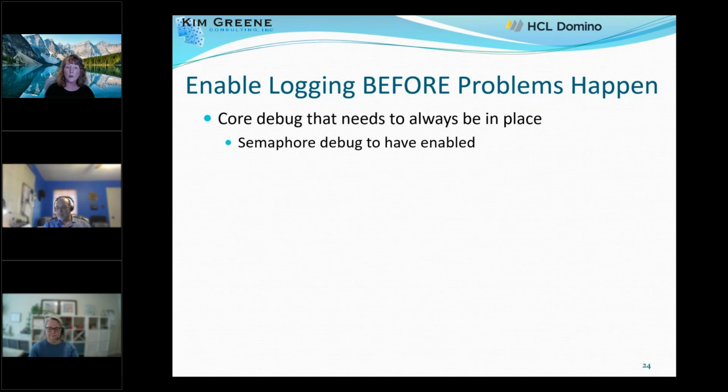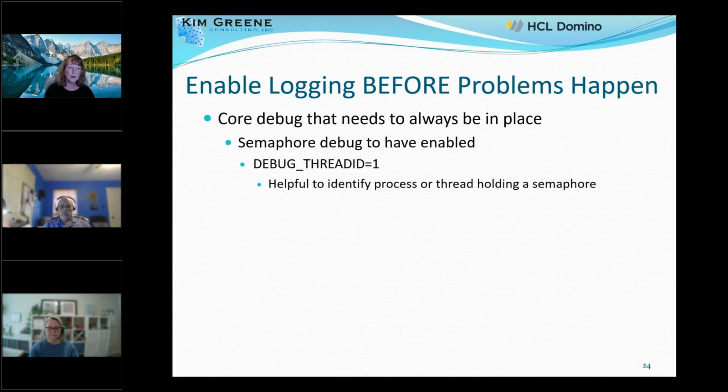So what core debug needs to be in place? You want to have debug thread ID equal 1. And basically by setting this, what's going to end up getting logged within the console log is the identity of the process or the thread that's actually holding the semaphore. Because then you have really critical data.